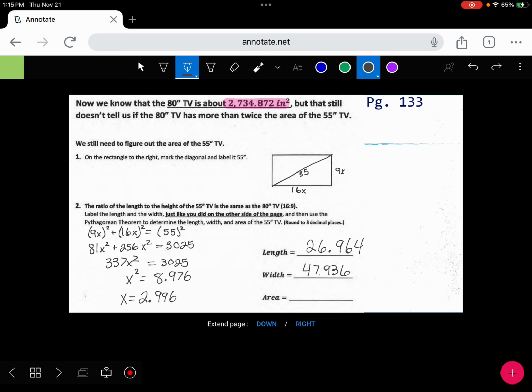Alright. So I feel like most of us at the very least should have our length and width. What did we get for our length and width? We should not have 2.9. That was our X. What's our length?